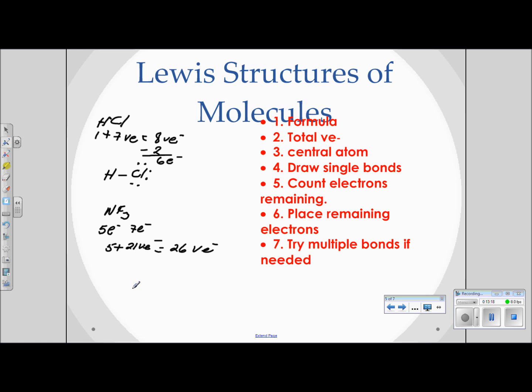Then I'm going to go ahead and write the central atom. My central atom is going to be nitrogen.